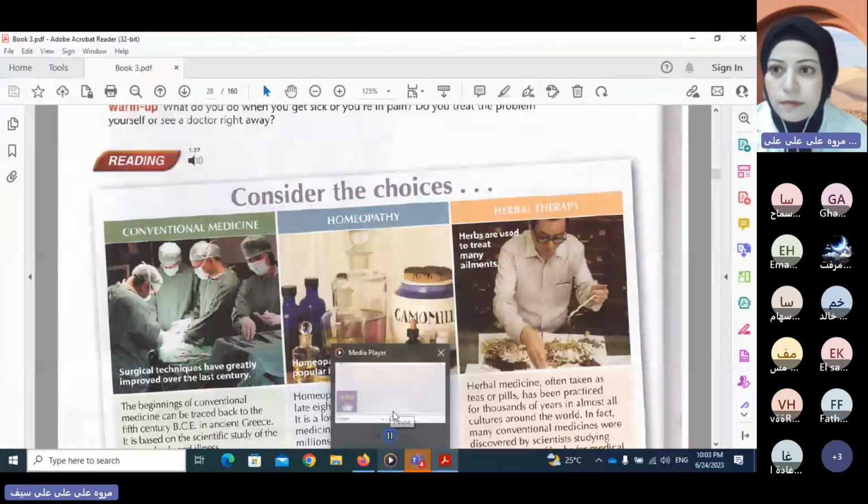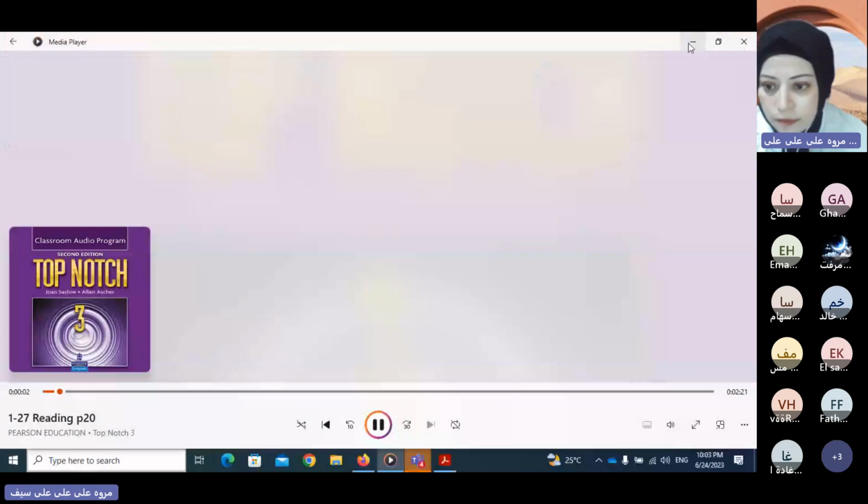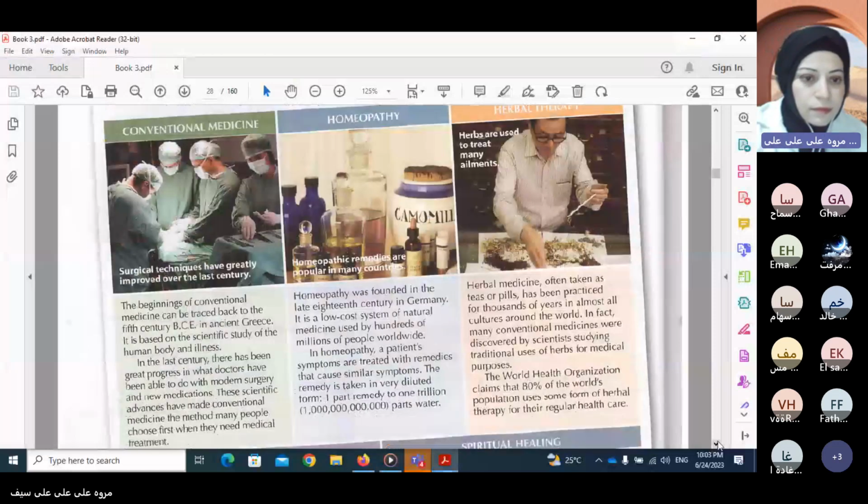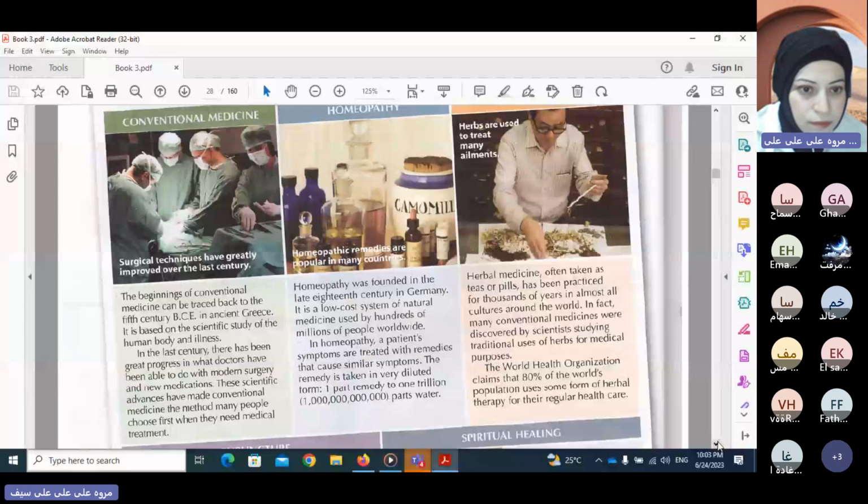Page 20. Reading. Read and listen. Consider the choices. Conventional medicine. The beginnings of conventional medicine can be traced back to the 5th century BCE in ancient Greece. It is based on the scientific study of the human body. In the last century, there has been great progress in what doctors have been able to do with modern surgery and new medications. These scientific advances have made conventional medicine the method many people choose first when they need medical treatment.